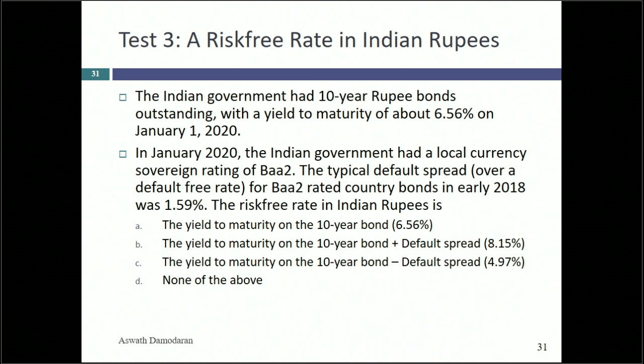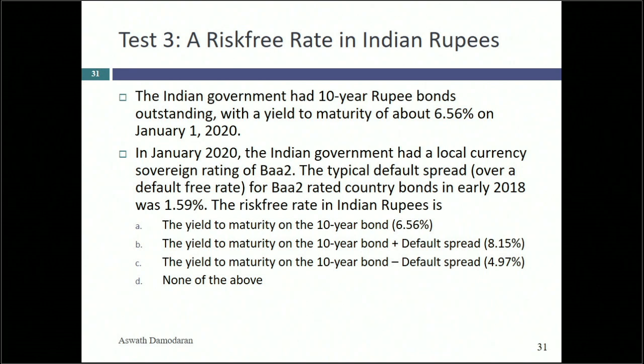Maybe you'll just go with the 6.56%. So who cares about the rating? So that's one choice. Anybody here pick the 6.56%? Okay, good. You either heard my sales pitch or you really don't care. The second choice is to take the 6.56% and reduce it by 1.59% because you're taking the default risk out because you want something risk-free.